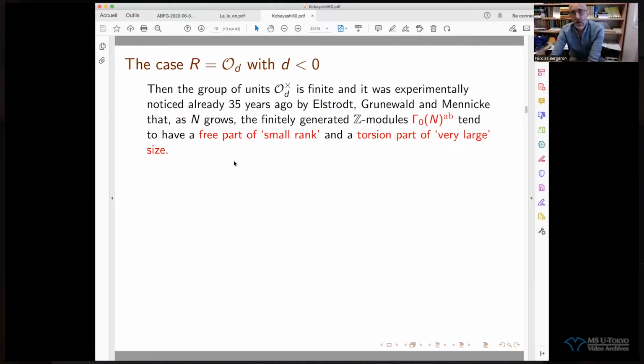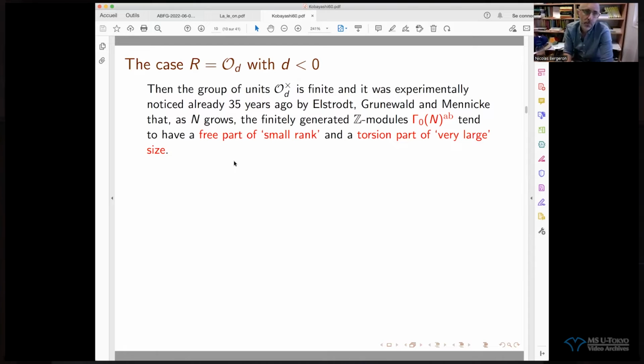And now let's consider the case of an imaginary quadratic field. So now you can think of R as Z of square root of D, but D is negative. Then the group of units is finite, so we cannot play the same game. And in fact, it was already noticed more than 35 years ago by Elstrodt, Grunewald, and Mennicke, by computing some examples, that as n grows, it seems that the finitely generated Z module, which is the abelianization of gamma naught of n, tends to have a free part of small rank, but a torsion part of large size.